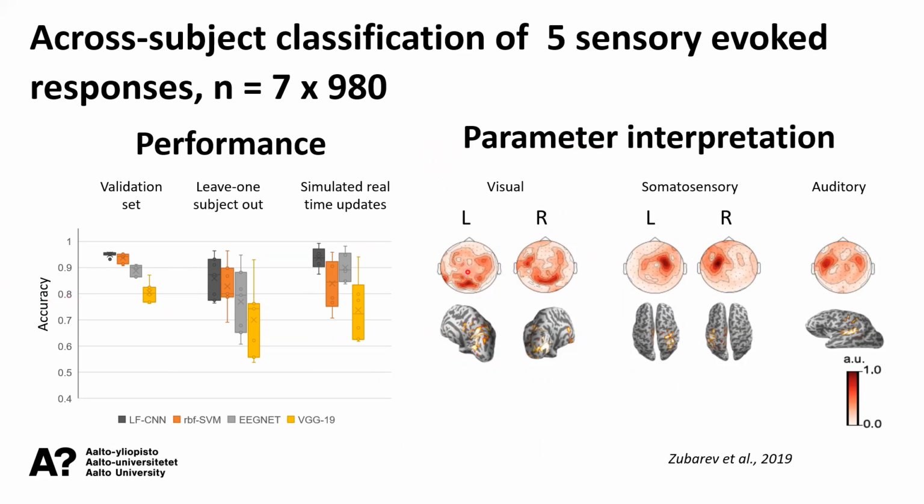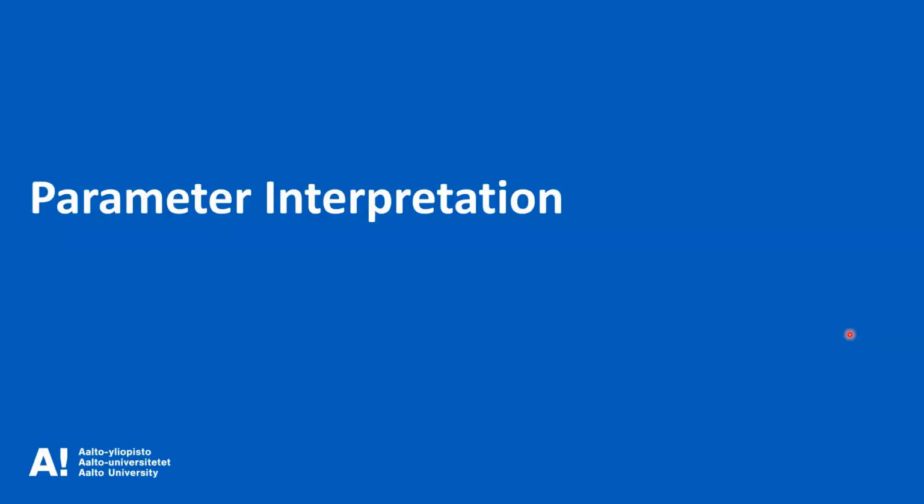And for example, based on the patterns that the model learned from the data, we can see that the visual stimuli produce the signals in the visual cortex, and some of the sensory cortex and auditory signals. So let's talk a little bit about how we can do it and how maybe not to do it also.